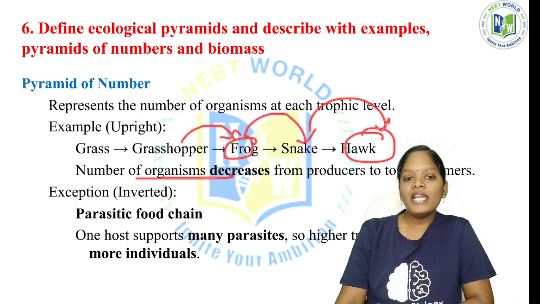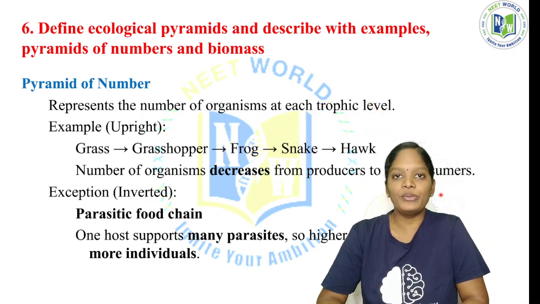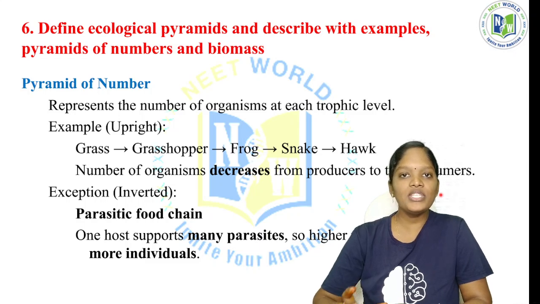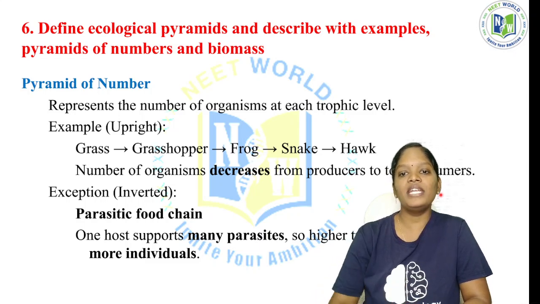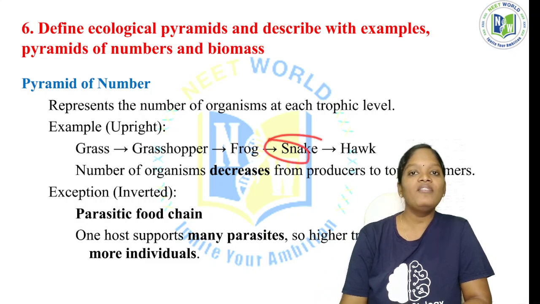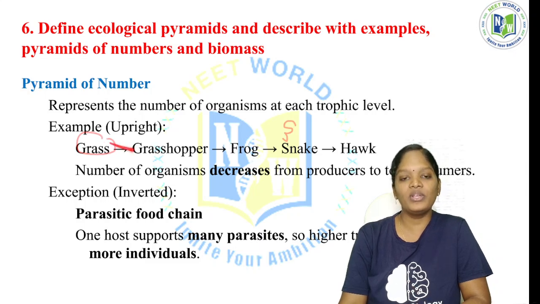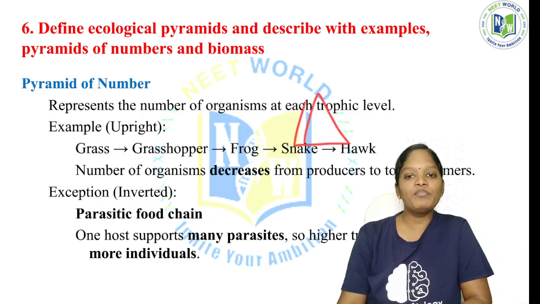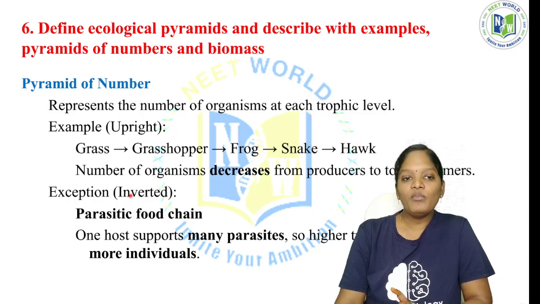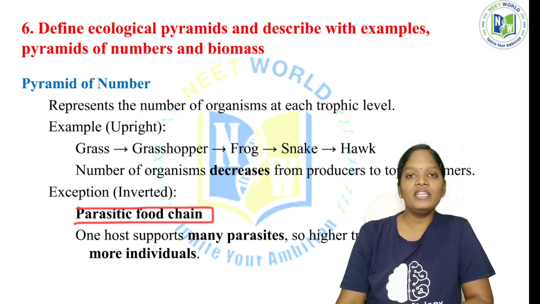As the number of organisms decreases from the producers to the top consumers, you can take the count. Just imagine the number of grass in an ecosystem and the number of snakes in an ecosystem. When compared to the number of snakes, the number of grass will be very high. So that is why we can say this is an upright pyramid based on the number of organisms. Then what will be the example for the inverted pyramid? This is considered an exception. We can say this is a parasitic food chain.